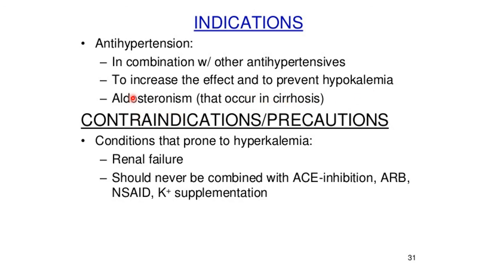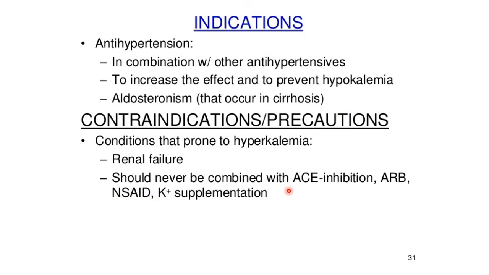Number two, I have told you that these diuretics are used in cirrhosis. Now here is the indication. In cirrhosis, patients experience aldosteronism. So by using an aldosterone receptor antagonist, we inhibit this effect, and we prefer aldosterone receptor antagonists in cirrhotic patients. They are contraindicated in renal failure because of hyperkalemia.